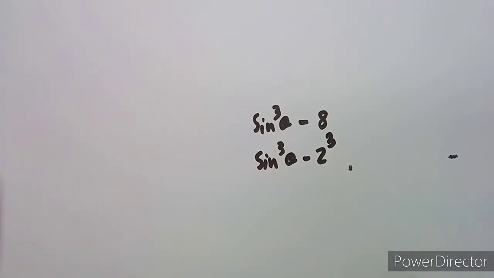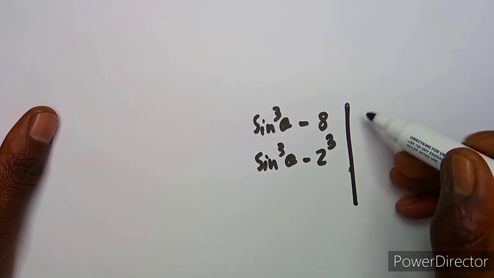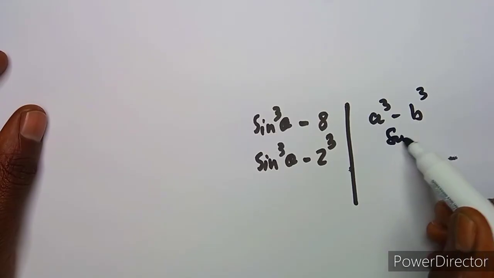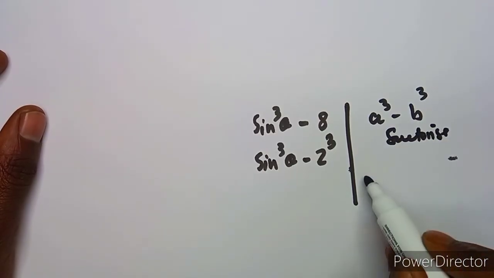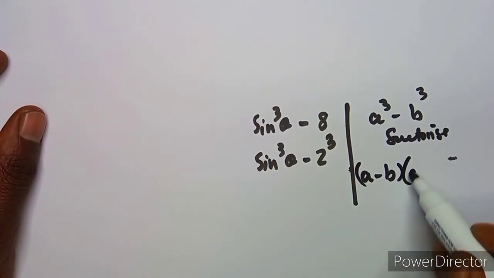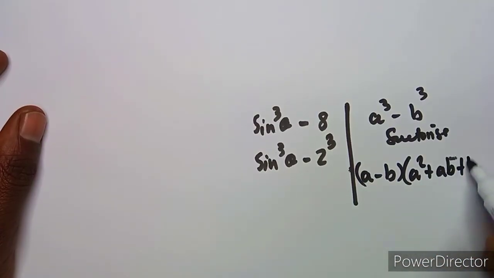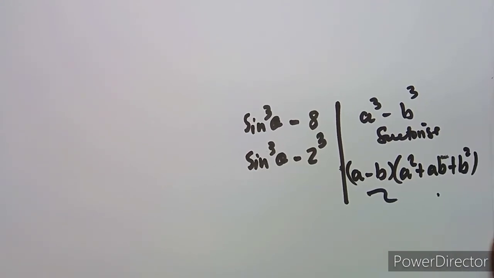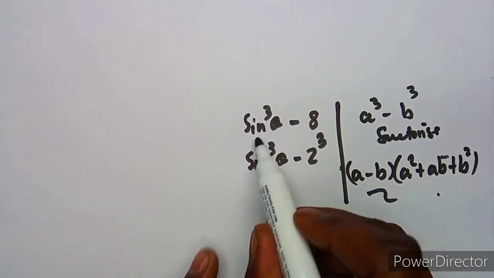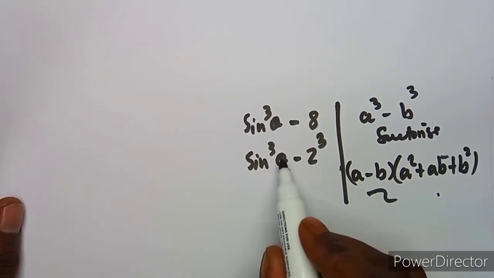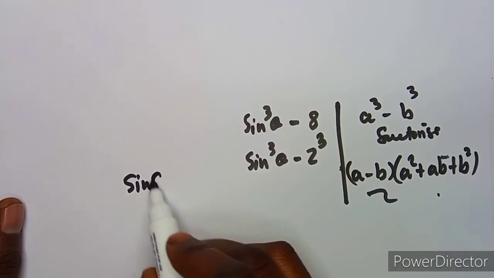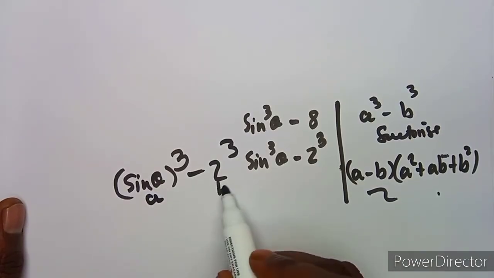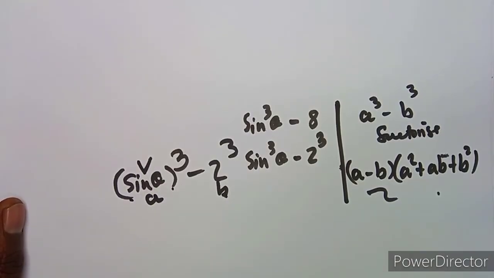Actually, why are we doing this? Why do we have to do this? Because we know that a to the exponent of 3 minus b to the exponent of 3, if we are to factorize this, gives us (a minus b) into (a squared plus ab plus b squared). This identity, you are supposed to know this identity. All right, this one is same as writing sine theta to the exponent of 3, like this, minus 2 to the exponent of 3. So this is your a, this is your b, so that you can clearly see what is happening.